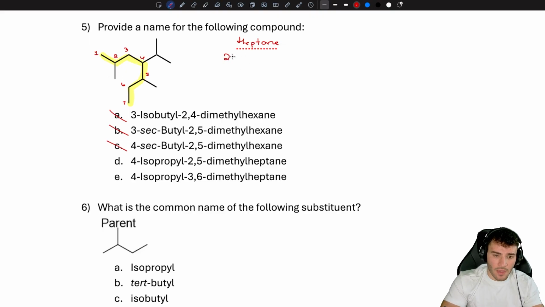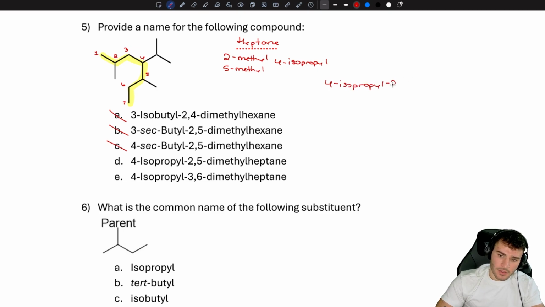Notice that on number 2, we have a methyl substituent. On number 5, we have a methyl substituent. And number 4, right over here, I kind of missed it, we have another isopropyl substituent. And so we should actually name this as 4-isopropyl, because that comes first alphabetically. And then 2,5-dimethyl, don't forget your prefixes, heptane. And that perfectly corresponds with answer choice D.